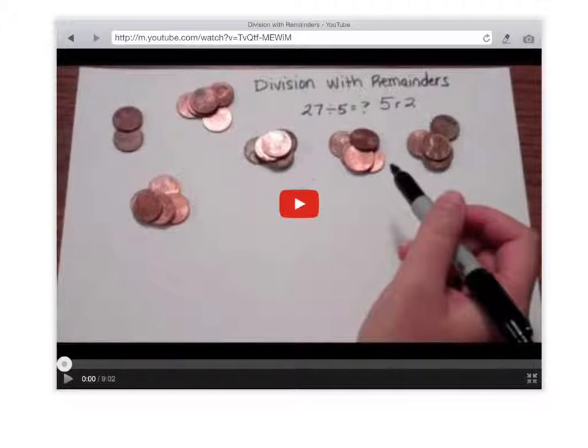Remember how we write it? R2 means remainder 2. Now the big question is, how many times did I take out 5? I took it out 1, 2, 3, 4, 5 times. My answer is 5, remainder 2. I can check that by multiplying my quotient 5 times my divisor 5. 5 times 5 is 25, plus my remainder of 2, 25 plus 2 is 27. So I have the correct answer.